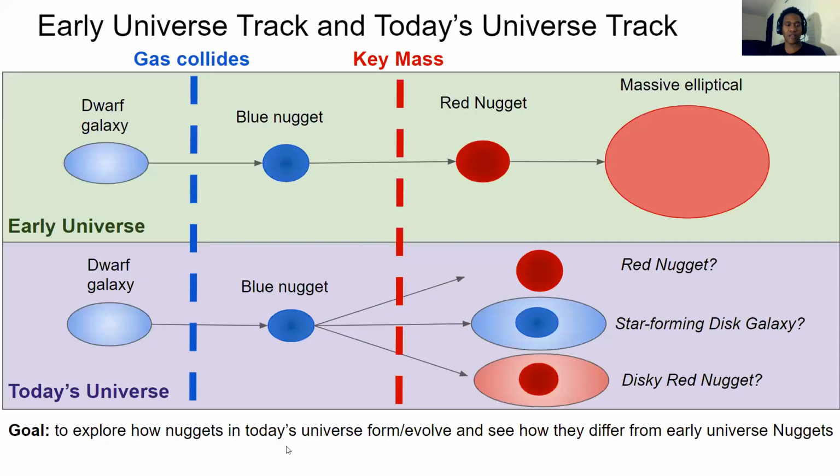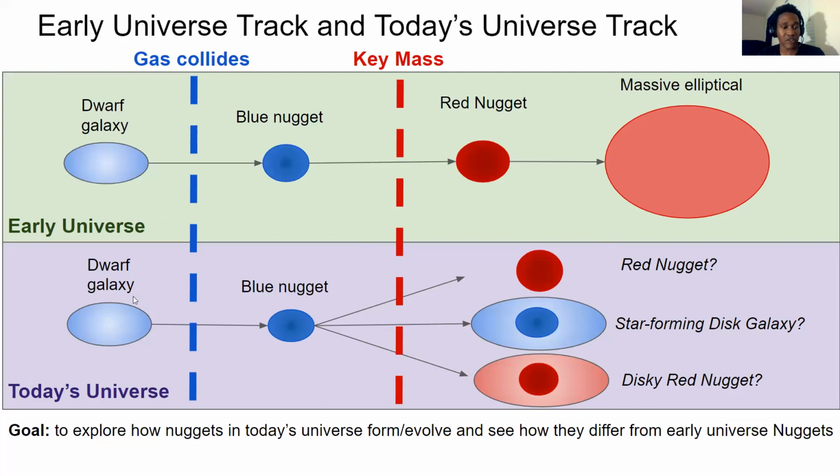With that said, this evolutionary track may differ in the early universe than in today's universe. In the early universe, it might look something like this. Start off with a dwarf galaxy, have it collide with a lot of gas, get a blue nugget. And then once it passes that key mass, it will turn into a red nugget. And then over cosmic time, it will puff up into a massive elliptical. You can see right here.